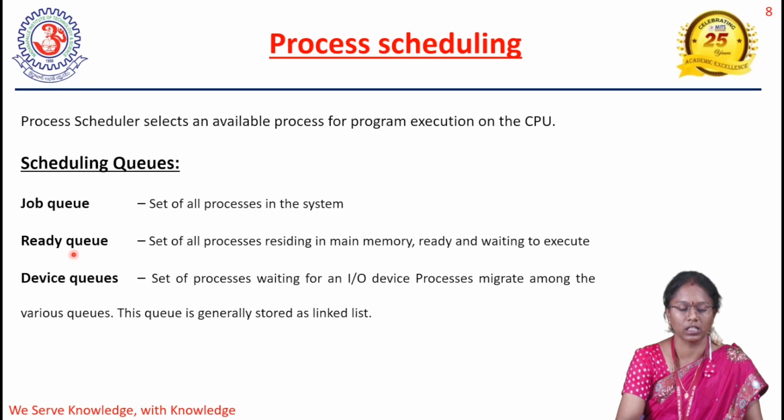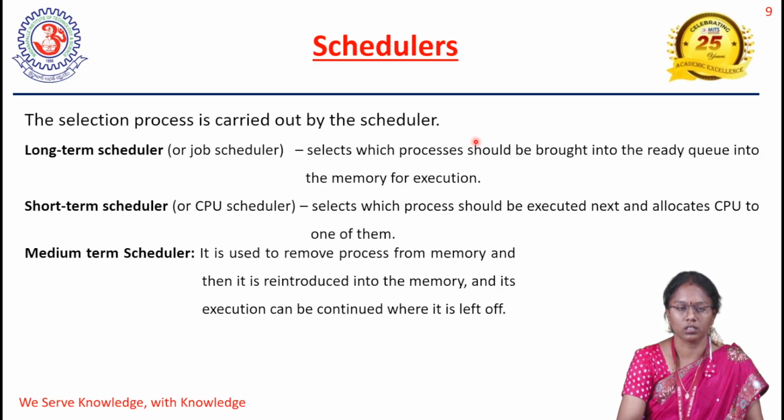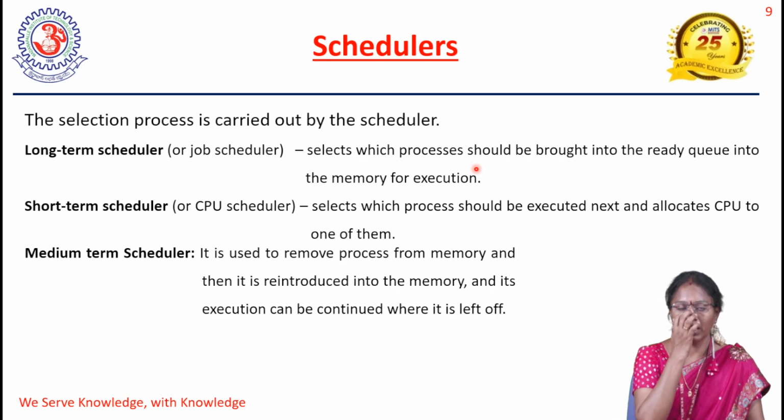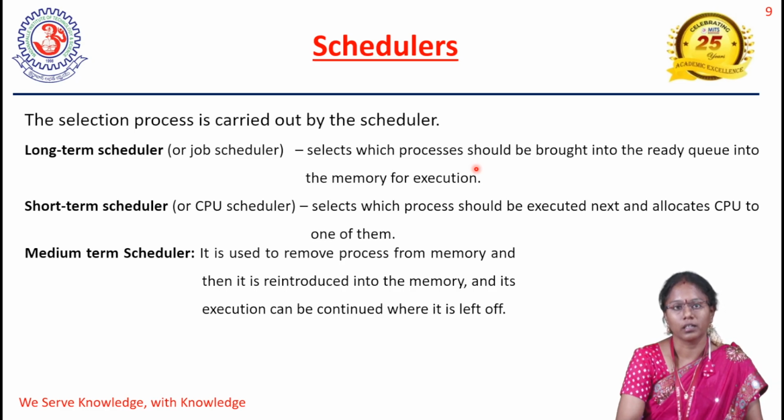Ready queue we have seen in the last pictorial diagram. If your process is ready to execute, it will be waiting in the ready queue. Now schedulers: that scheduling we are going to do, who will schedule that? That means your schedulers are going to schedule the processes.